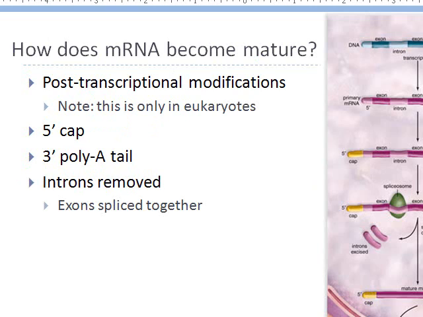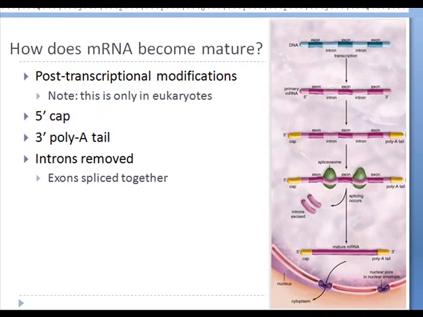Now, let's talk about how the mRNA becomes mature. There are a couple of things that go on within the maturation of the mRNA, so let's look at some of the modifications that can happen. Also keep in mind that these modifications only take place in eukaryotes. Prokaryotes have a much simpler process of maturation.